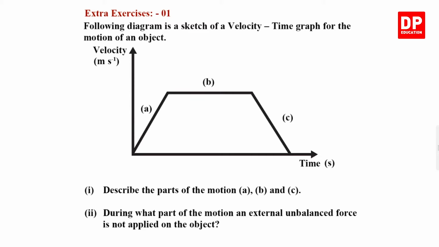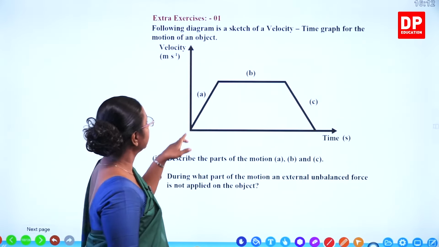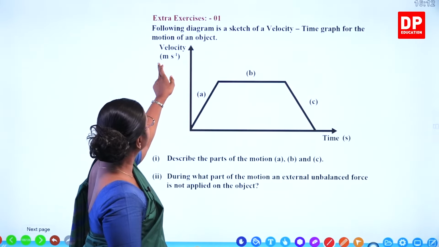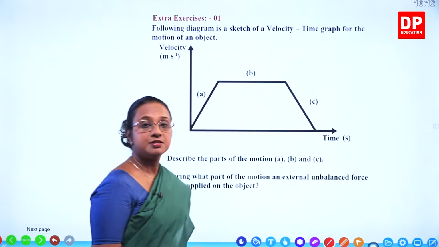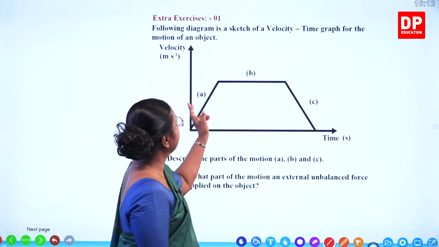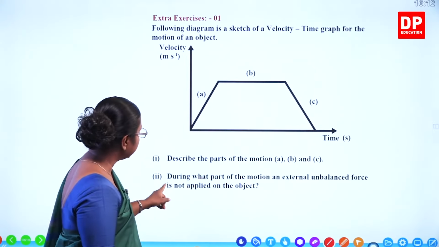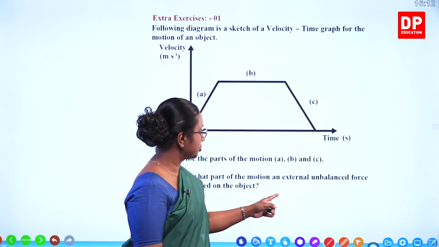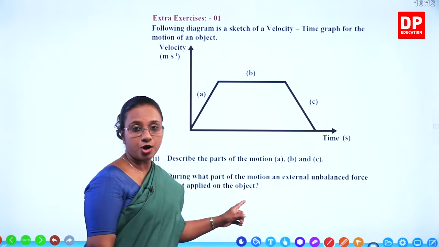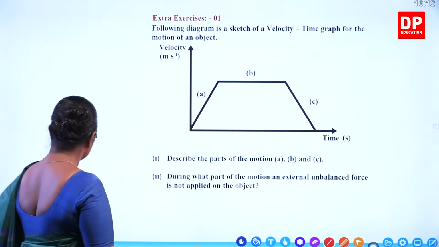Extra exercise 1. The following diagram is a sketch of a velocity time graph for the motion of an object. So here the velocity is on the y-axis, time on the x-axis, and the units are given, meters per second and seconds. The questions are: describe the parts of the motion A, B and C. And during what part of the motion is an external unbalanced force not applied on the object. So we'll answer the questions.